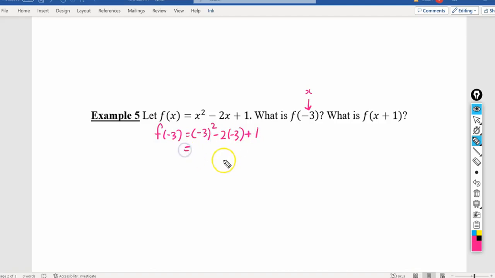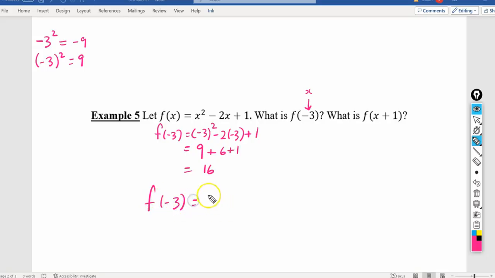And now I'm going to get a number. And this is why it is important that you put the -3 in parentheses. If you don't put the -3 in parentheses, that is equal to the number -9. But this is equal to the number +9, because when you square the negative symbol, it becomes a positive number. So I'm going to have 9, then +6, +1, which will be 16. So f evaluated at -3 is equal to 16. My answer is 16.